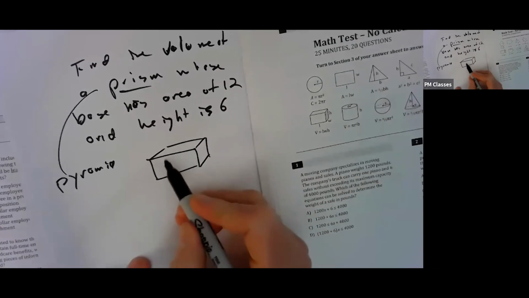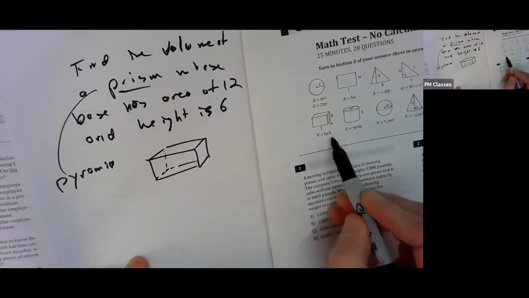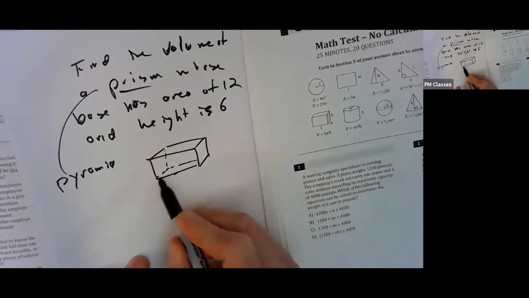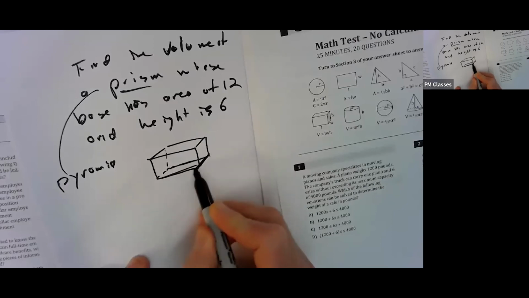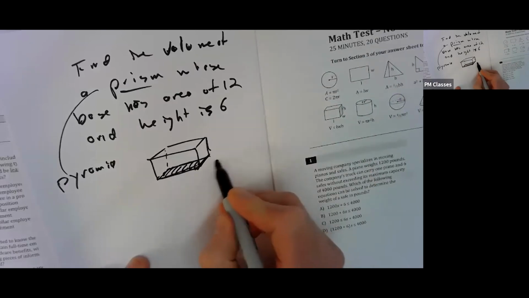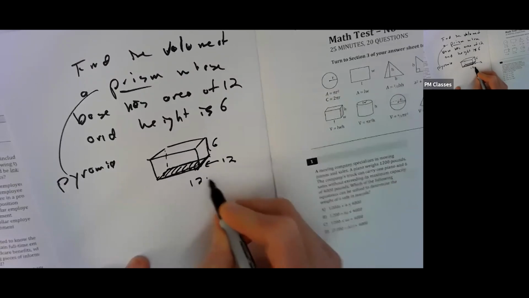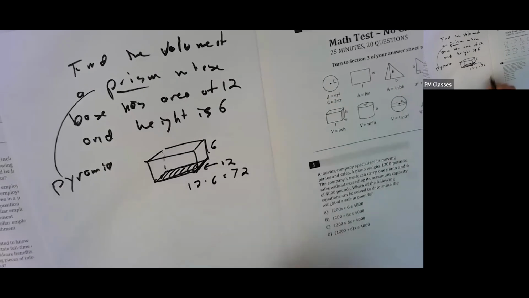So the deal is, the volume, now you might be thinking, but I don't know the length and the width and the height. Well, remember that length times width just gets you the area of the base. And then you multiply that times the height, and there's your volume. So if we know that the base has an area of 12 and the height is 6, then all we have to do is multiply 12 times 6, and that's our volume.